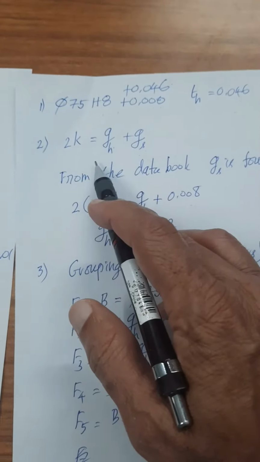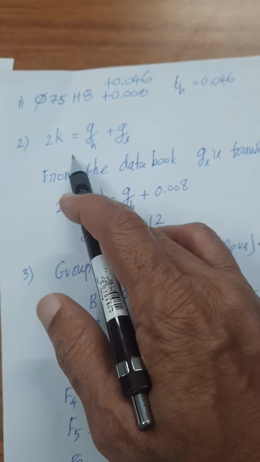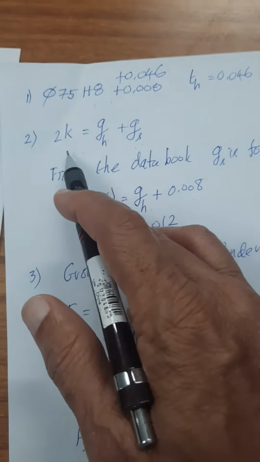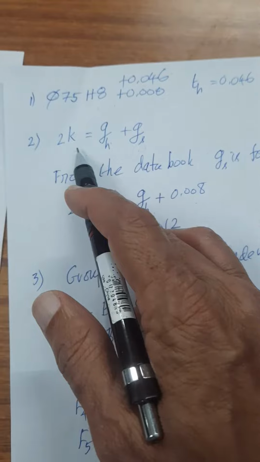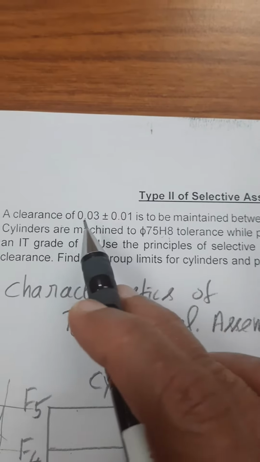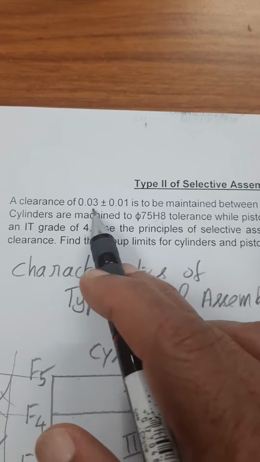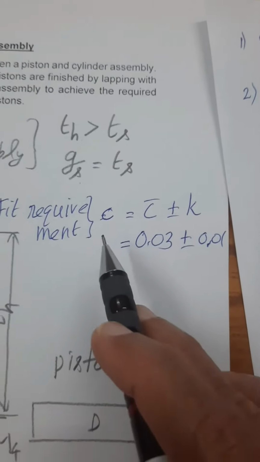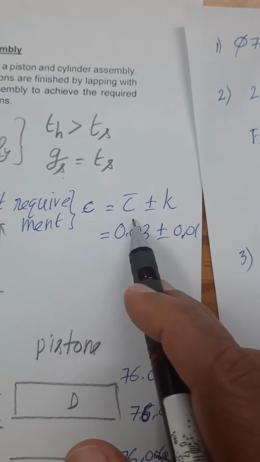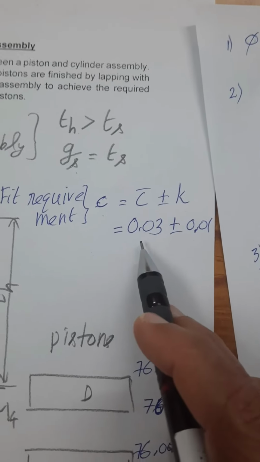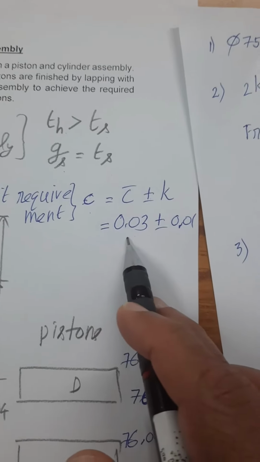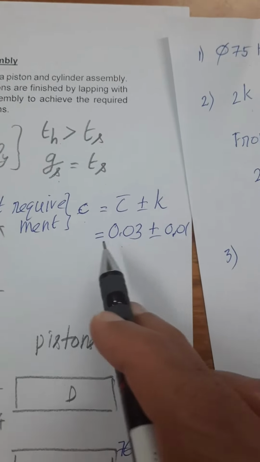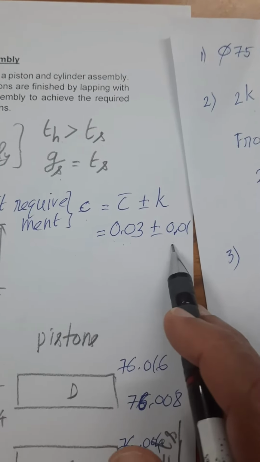As a second step, we have to satisfy this equation: 2K is equal to GH plus GS. So what is the value of K? In the problem, it is mentioned that a clearance of 0.03 plus or minus 0.01 is to be maintained. So the fit requirement C is equal to C bar plus or minus K. So we need to maintain a mean clearance of 0.03 plus or minus 0.01 between the piston cylinder assembly. So C bar value is 0.03, K value is 0.01.